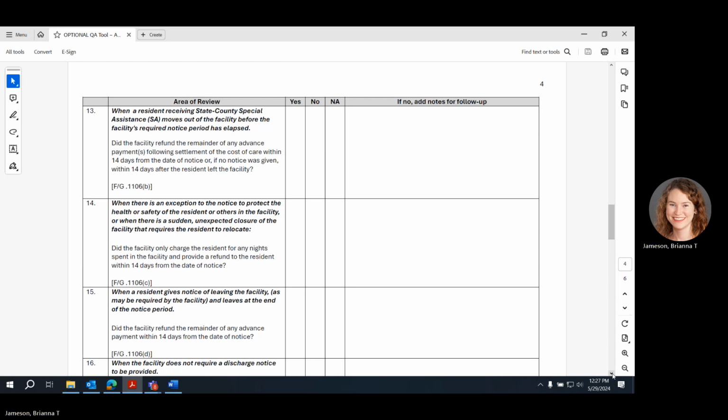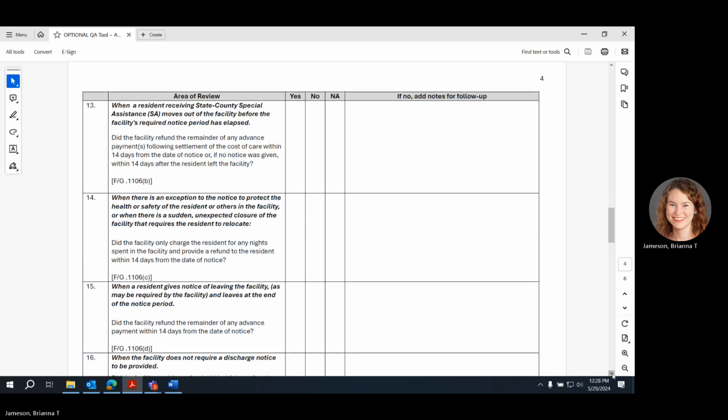The 15th area of review: when a resident gives notice of leaving the facility, as may be required by the facility, and leaves at the end of the notice period, did the facility refund the remainder of any advance payment within 14 days from the date of notice? There is an area to check yes, no, or not applicable. And if no is checked, there is space on the right-hand side of the page to add notes for follow-up.